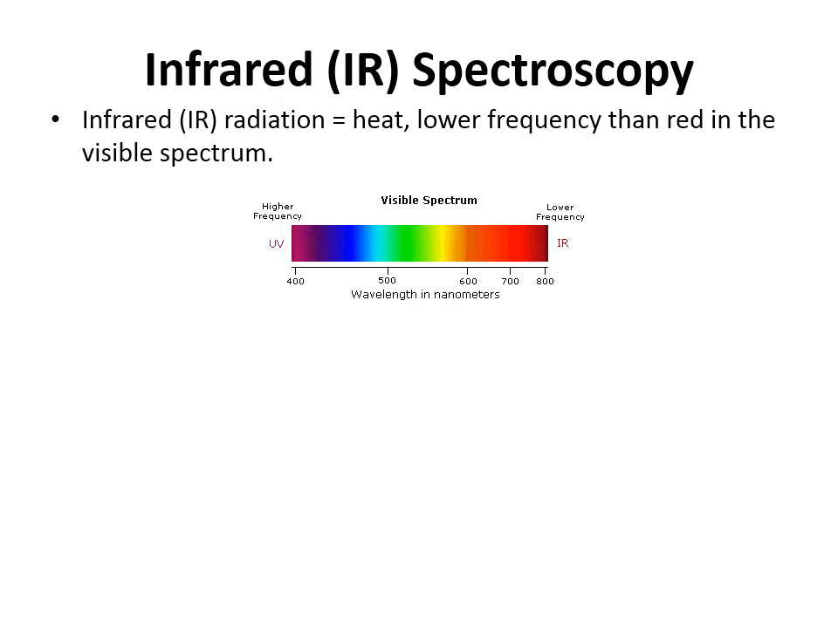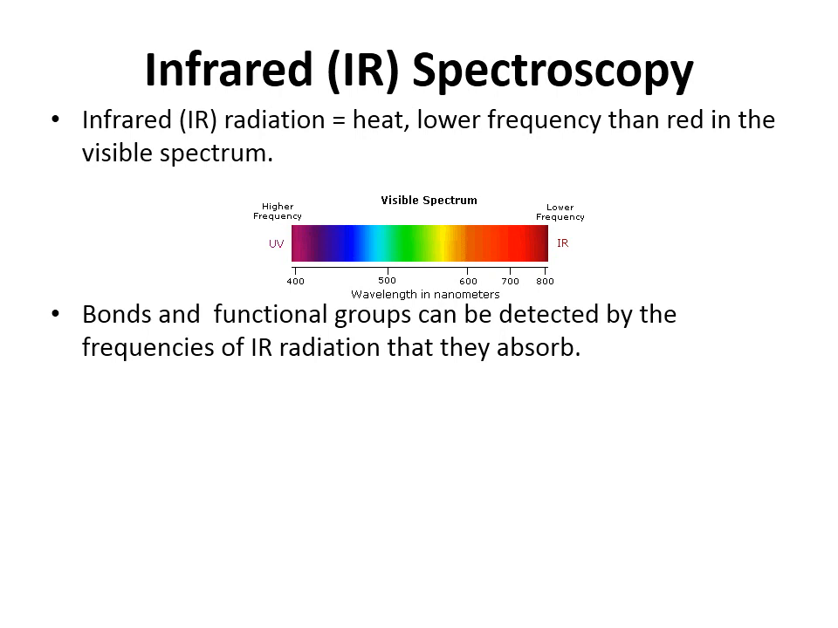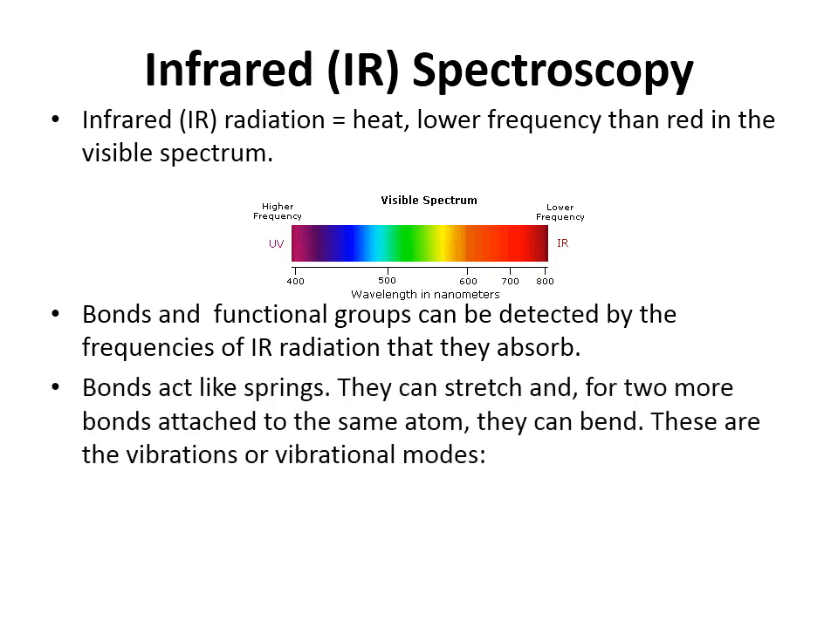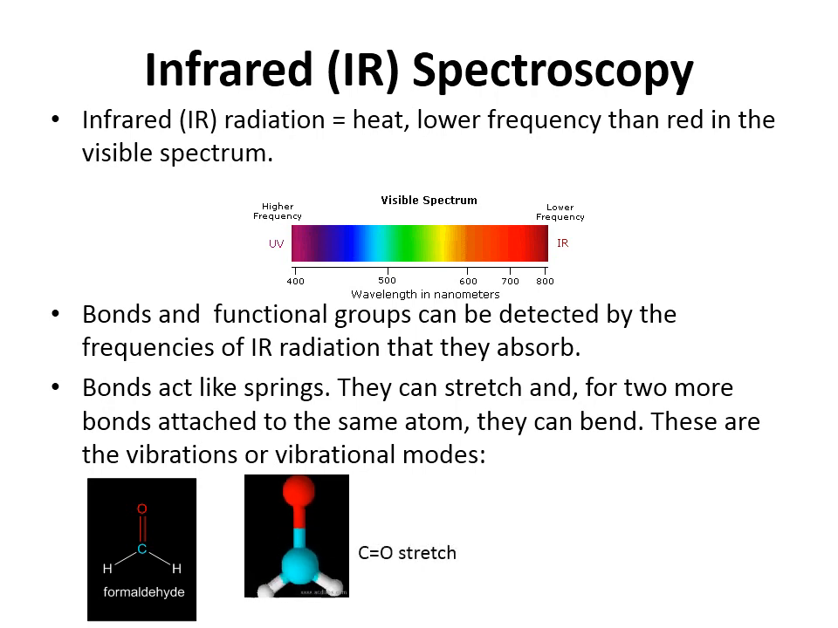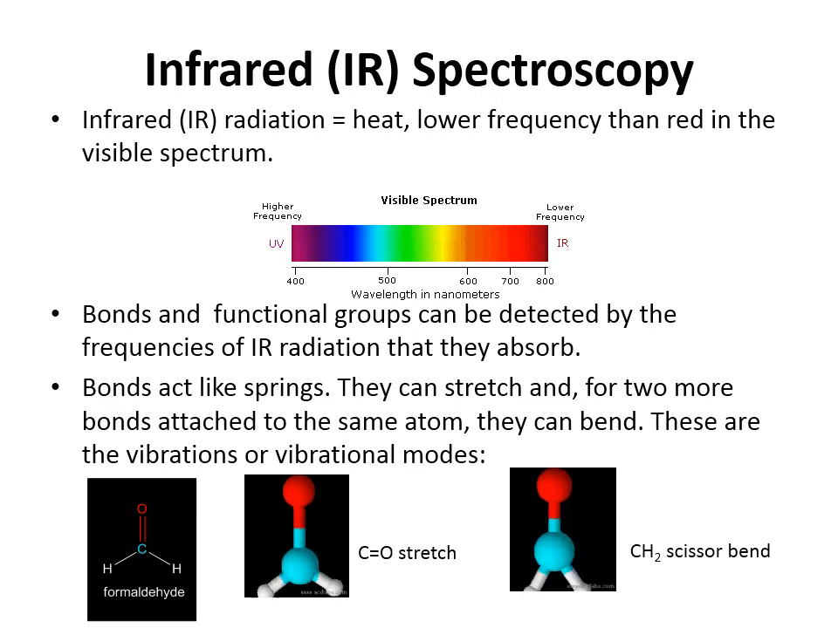Now, bonds and functional groups can be detected by the frequencies of IR radiation that they absorb. That's how we use infrared spectroscopy. Bonds act like springs. They can stretch, and for two or more bonds attached to the same atom, they can bend. These are the vibrations or vibrational modes. For formaldehyde, I'm showing you the C double bond O stretch below and the CH2 scissor bend, where the two CH bonds work together to create a scissor-like bending vibration.